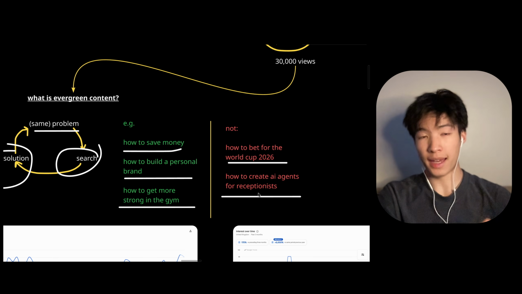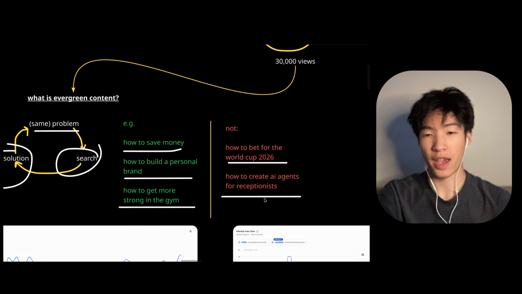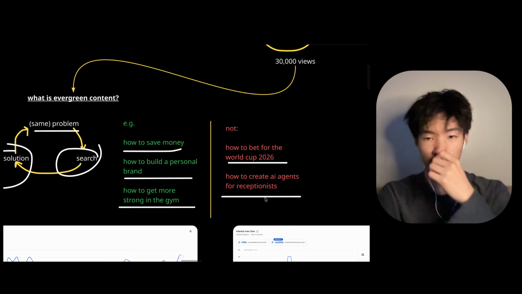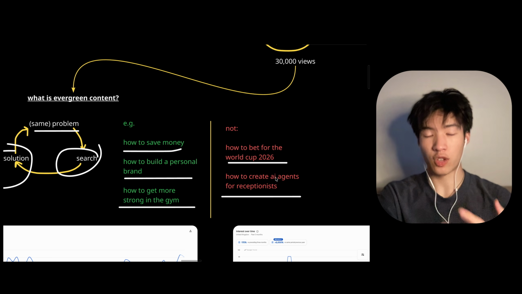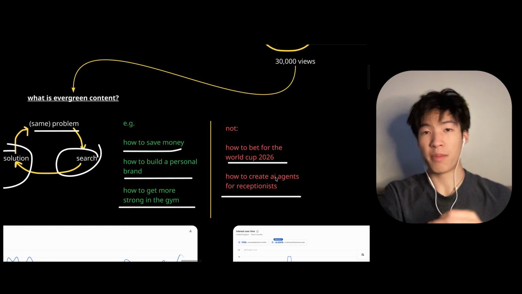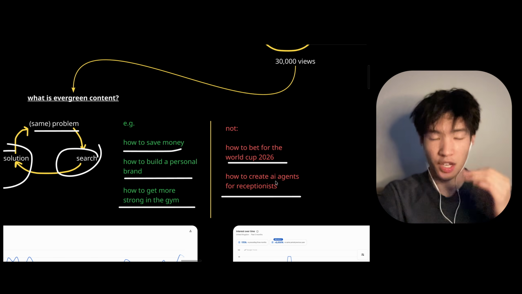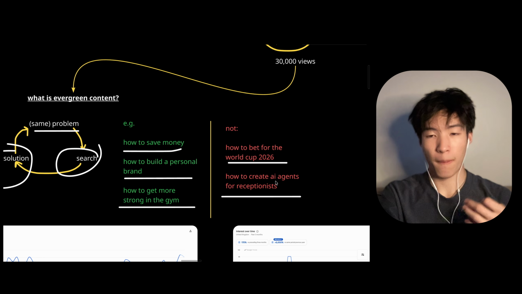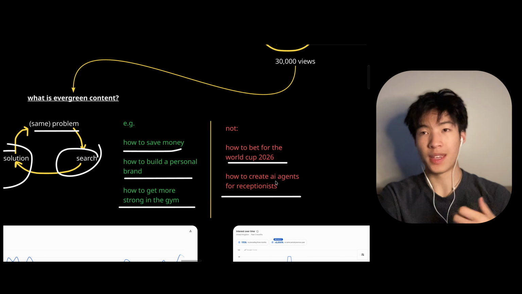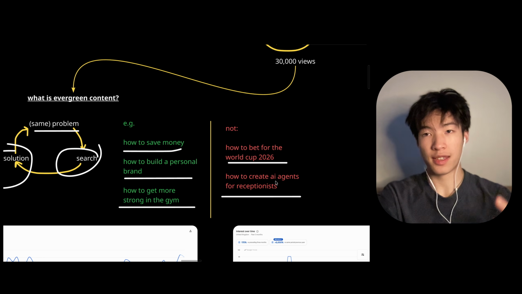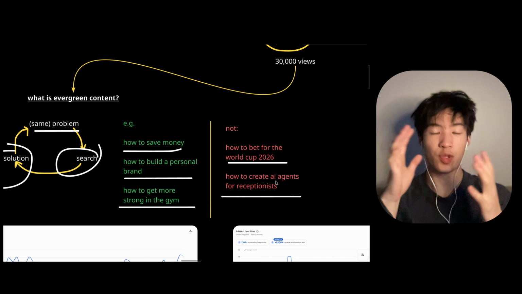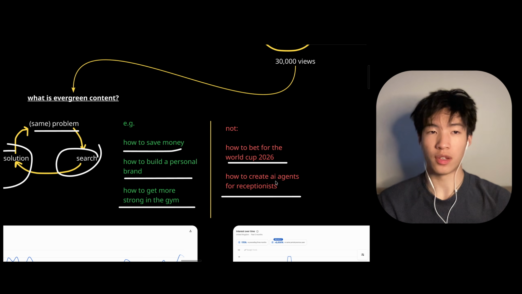And these are bad topics. How to bet for the 2026 World Cup, or how to create AI agents for receptionists, because these go out of topic and out of interest really quickly. It might be exploding now, such as the second one, but in a few years, no one will even search for this, because either it's died down or it's so big that everyone knows about it.